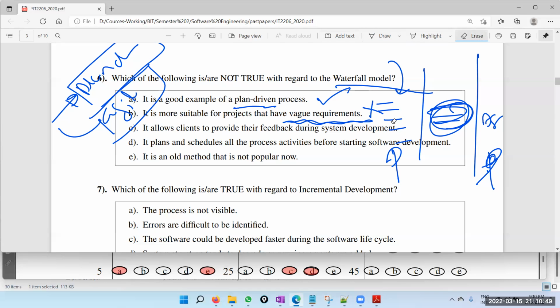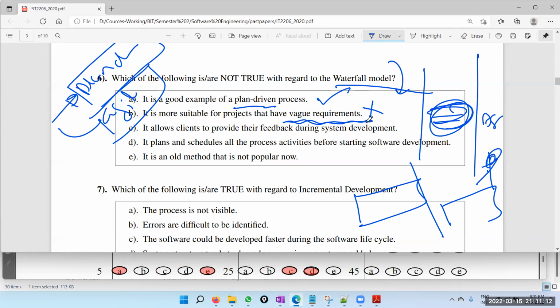Again, this can be a debatable answer. So far, my answers and the examiner's answers were pretty much tallying, but let's see. Usually, when the requirements are vague, it's difficult to finish it, freeze it, and then move to designing. Because it's vague, I will say no, not true. "It allows clients to provide their feedback during system development." No way, because we only give the product at the end. The feedback can be taken when we have iterative and agile. So this is wrong.